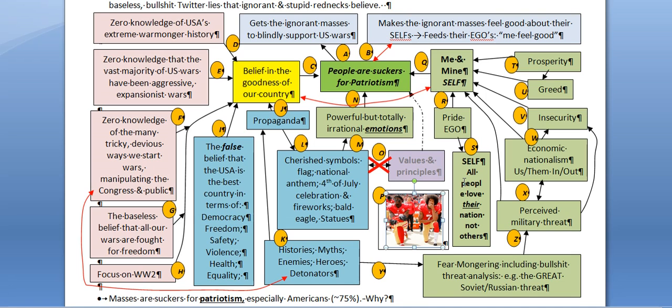Why is their country number one? Because it's my country. Not because it really is number one. All right. Don't tell me that's not self. Don't tell me that's not about personal pride.